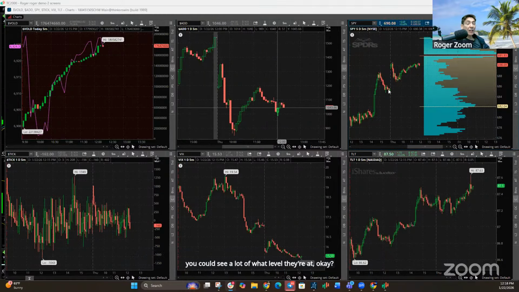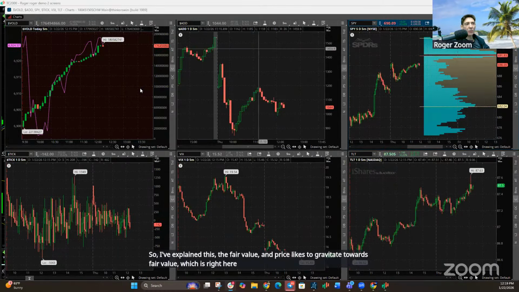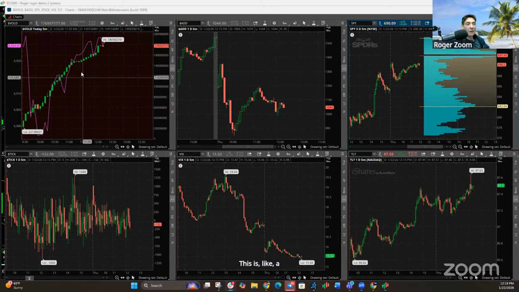Okay, so I've explained this, the fair value, and price likes to gravitate towards fair value, which is right here, the 5-day point of control. This is like a magnet right here. Okay, so I've explained this. Now.